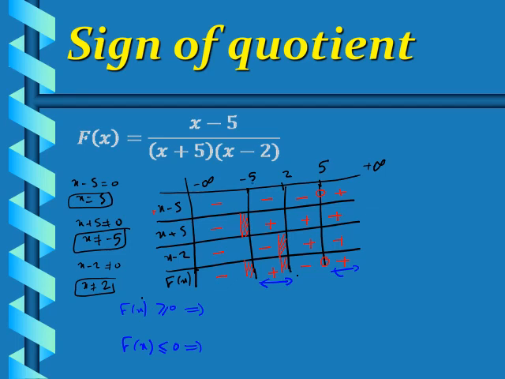So x belongs from minus 5 to 2 and from 5 to infinity. X belongs to minus 5 open, since different than, union from 5 to plus infinity. Negative is from minus infinity to minus 5 and 2 to 5. X belongs to minus infinity to minus 5 open union 2 to 5 closed.